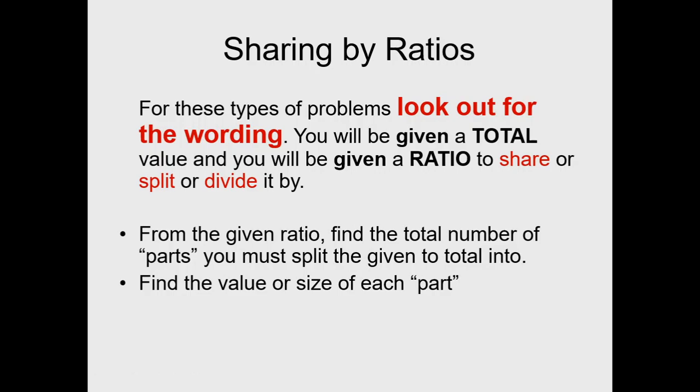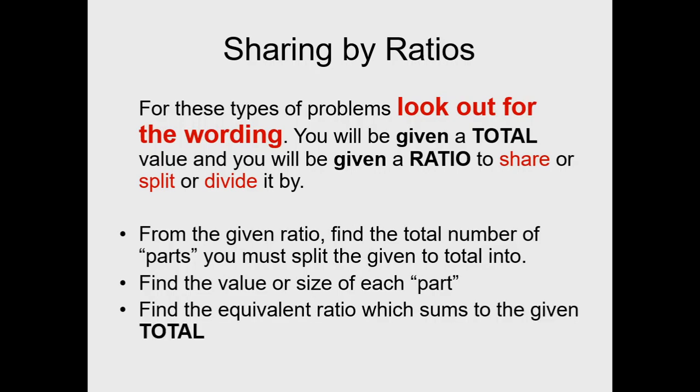So if you're splitting a total value in a ratio, don't think, oh, half goes to this one, half goes to that one. You have to look at how many parts belong to one side of the ratio, how many parts belong to the other side, how many parts that is all together, and then how am I going to split this total into that many parts. Then you're going to find the total equivalent ratio, which has a sum that gives the total. I'll show you an example of this because I'm sure this is difficult to process, but feel free to pause now and take a note of what you see.